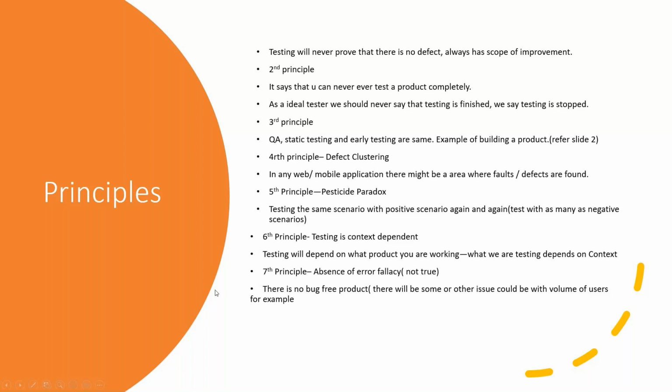And the sixth principle is testing is context dependent. Testing depends on what product you are working on. What we are testing depends upon the context. If you are working on a banking application, you only test the banking website. You will not go and test an e-commerce website. And if you are doing an e-commerce website, you do only that, not any other site. That is what context dependent testing means. Whatever you are doing, you test only that particular context.